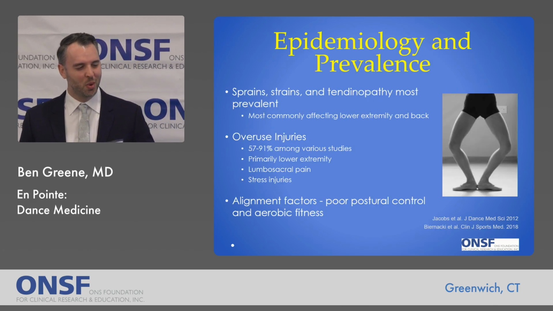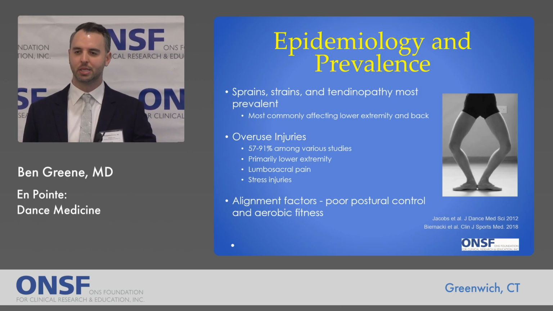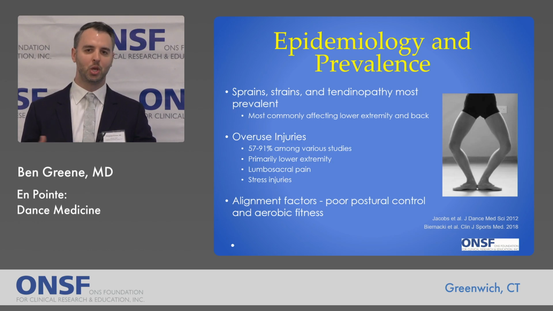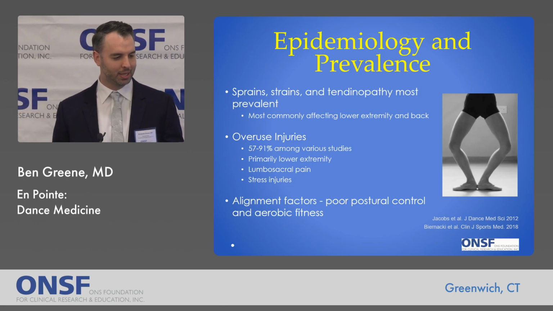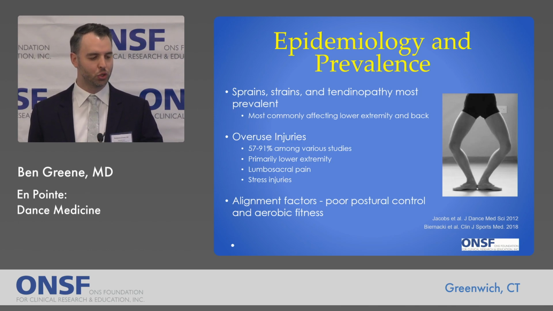All right, so just going over the overall epidemiology and prevalence, in line with the general population of other athletes, the most common injuries are the run-of-the-mill sprains, strains, and tendinopathy, which is when you have chronic wearing and tearing, thickening, and weakening of tendons that results in pain. These are most commonly seen in the lower extremity and back. Overuse injuries are exceptionally common in these athletes, as are stress injuries.